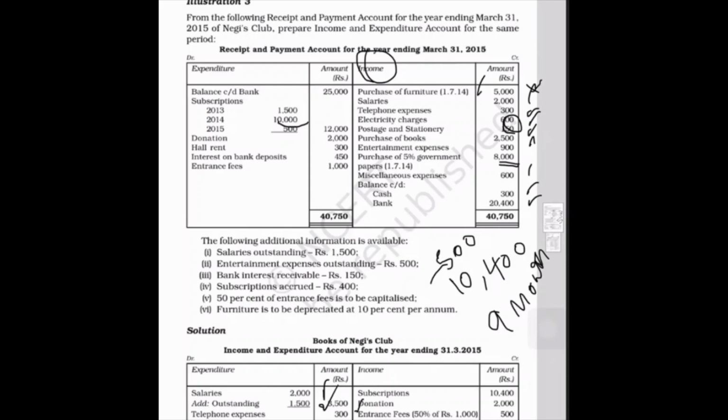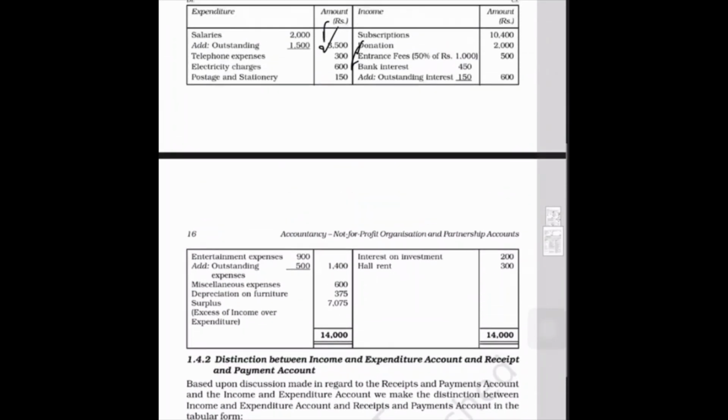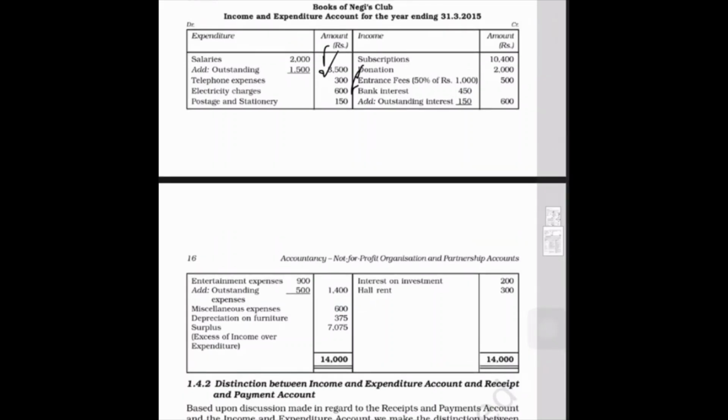And then electricity charges 600 rupees. There is no adjustment. So we will take the full amount, electricity charges 600 rupees. And then postages and stationery 150 rupees. There is no adjustment. And then entertainment expenses rupees 900. There is an outstanding 500 rupees. So we have to add. So 900 plus 500, 1,400 rupees.